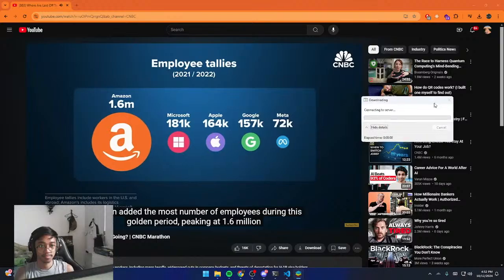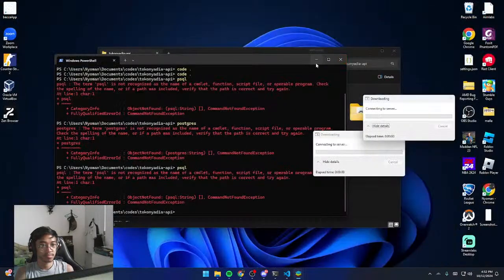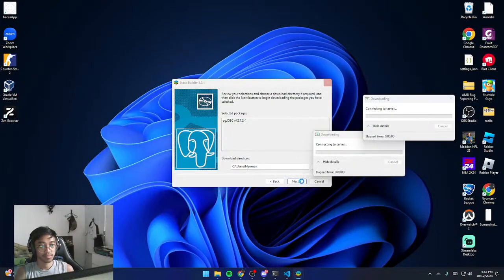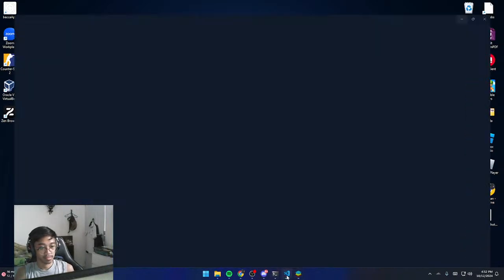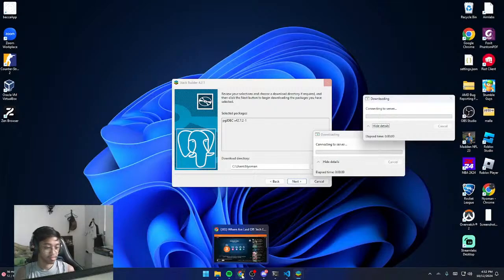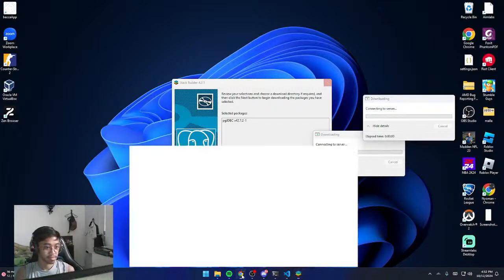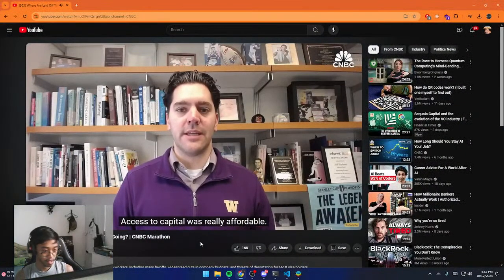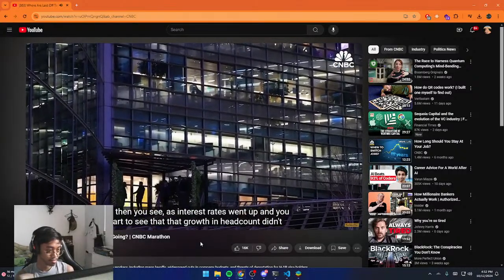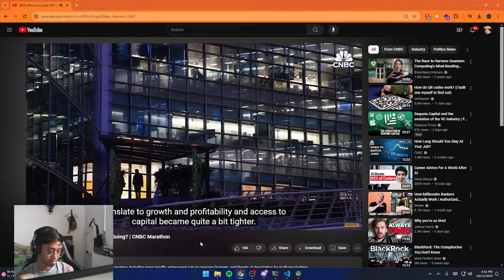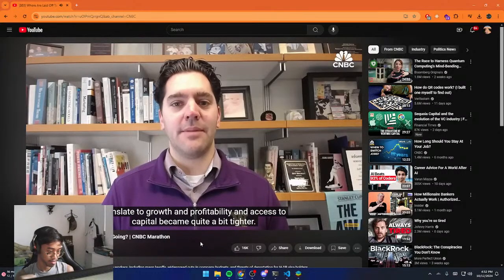Amazon added the most number of employees during this golden period, peaking at 1.6 million employees in 2021. If you rewind before the layoffs, all the tech companies were really putting an emphasis on growth. And so capital was really cheap. You could get loans, you could get money, access to capital was really affordable. And then you see as interest rates went up, that growth in headcount didn't translate to growth in profitability, and access to capital became quite a bit tighter.